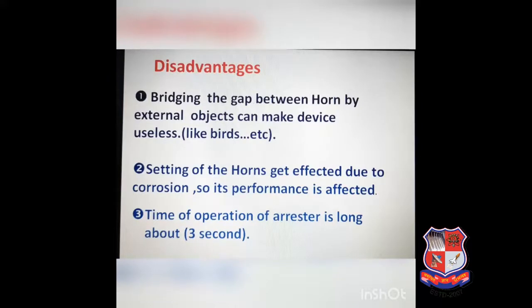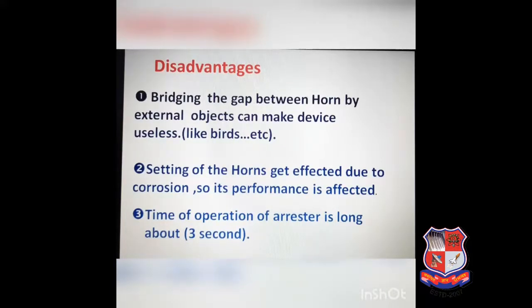Second, the setting of the horns gets affected due to corrosion, so its performance is affected. Corrosion or pitting will change the length of the gap, so the proper operation of the lightning arrestor is not achieved.